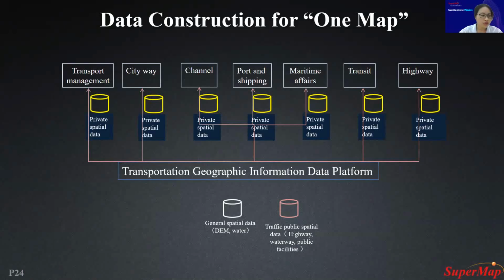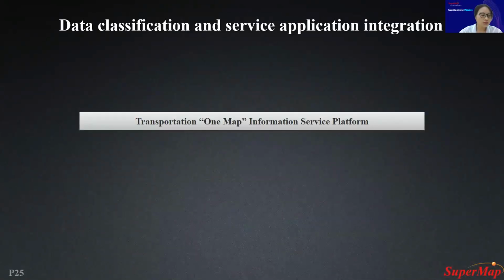General spatial data, which stores basic geographic data, traffic public spatial data, which stores traffic semantic data, and all the industry private spatial data. The next step is to realize the construction of the transportation service platform after data classification.